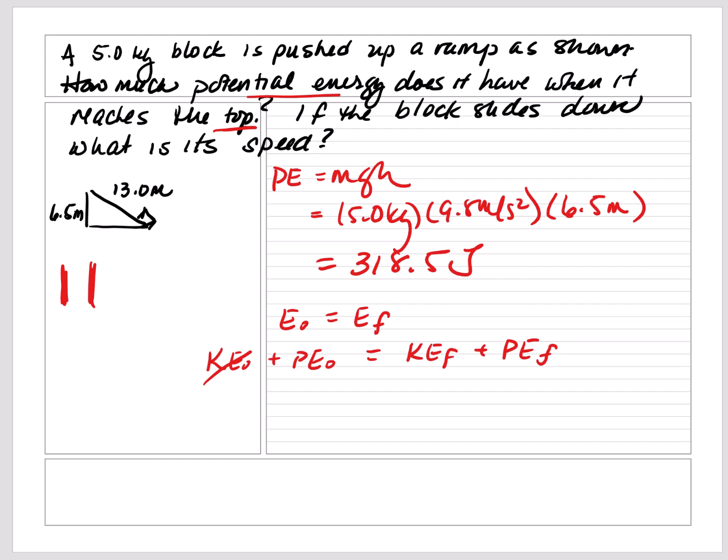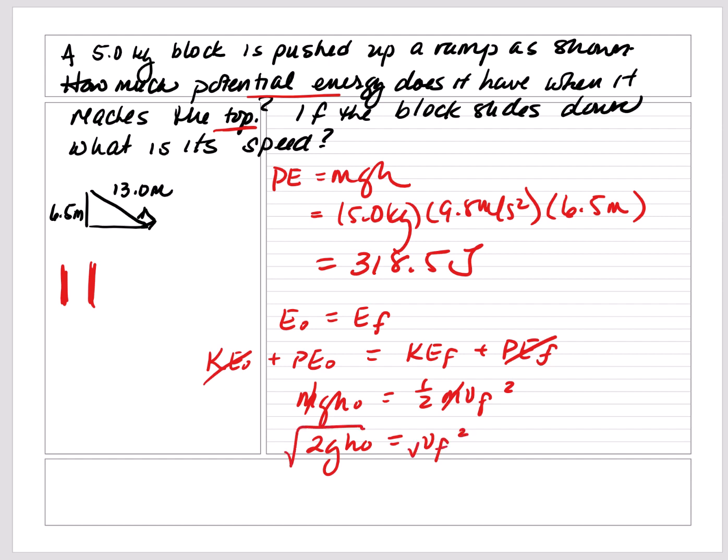Kinetic energy final we will have because we're looking for a speed at the bottom, and at the bottom there is no potential energy because there's no more height. So this becomes mgh0 equals 1/2 mv final squared. The masses cancel out. So I'm looking for v final, so I need to multiply everything by 2. So this becomes 2gh0 is equal to v final squared.